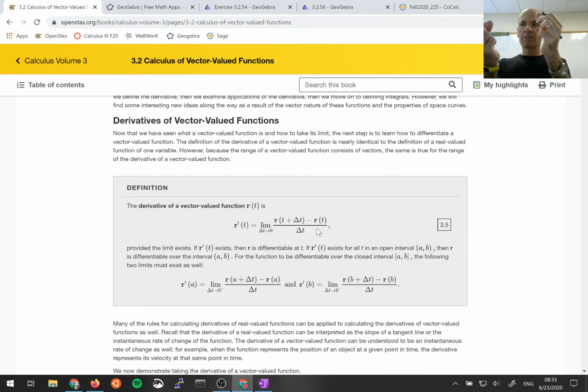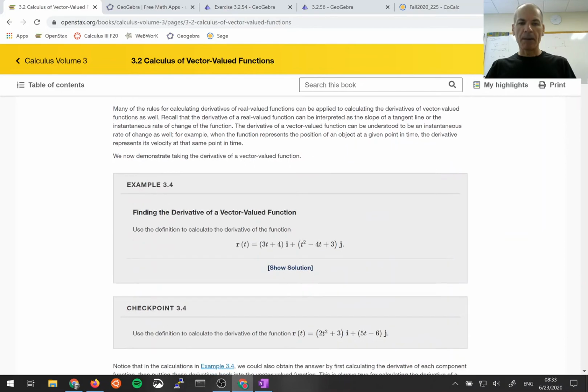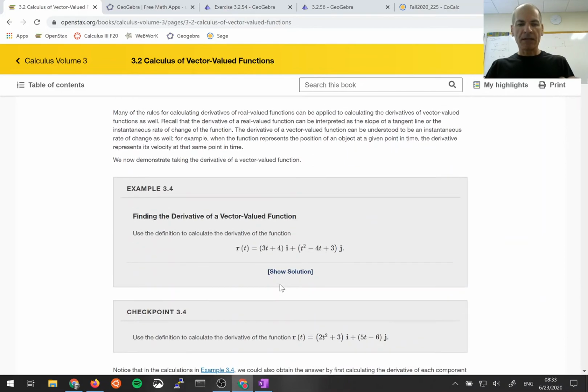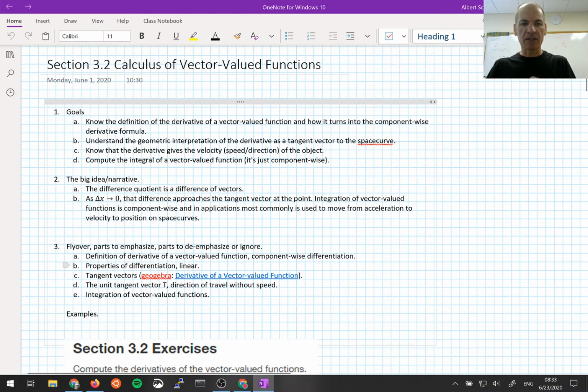And as we send them close together by letting delta t go to 0, what we get is a vector that points tangent to the space curve. Okay, so that's the big idea, and I'll show you a picture of that in a minute. In fact, maybe I could do that now. I have this little link here. Let me fire up this copy of GeoGebra.